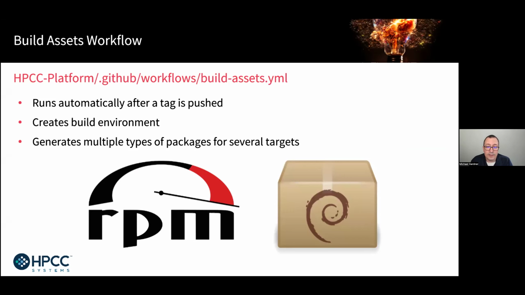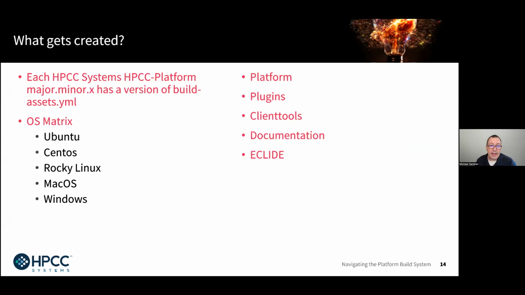These create the final build environment. They generate multiple types of packages for several targets. Basically, anything that you could possibly download off of our website, plus a little bit more, is generated by these files. So these are RPM files. These are Debian packages. They're Mac OS packages, Windows packages. And each one of these is basically set up from an OS matrix that we have. And we do this so we can run the same logic on all of these targets in parallel.